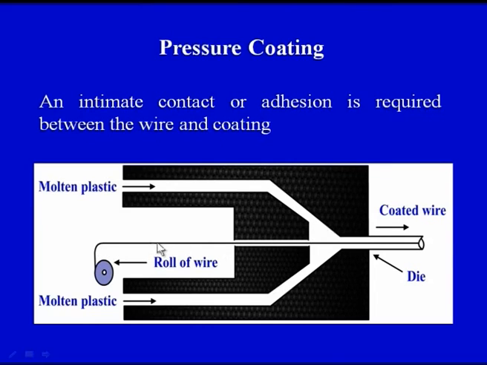Wire is coming from this direction, it is moving in this direction, and the molten plastic is again coming from here. This is the point where the jacketing or the coating is taking place, and finally we get the coated wire outside. So this is also a kind of extrusion process in which we are coating the molten plastic outside the wire, or we are jacketing the wire with a coating of a plastic material. Why it is required, I have already told.